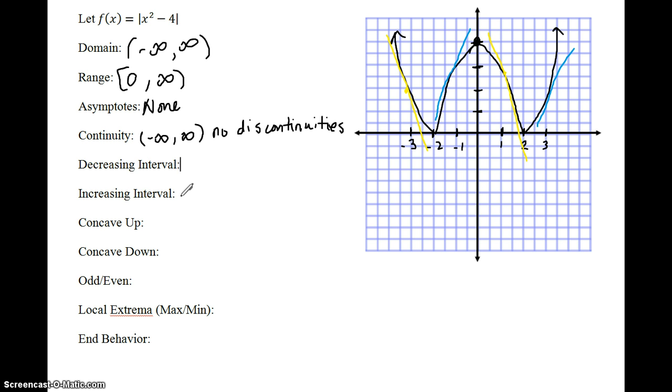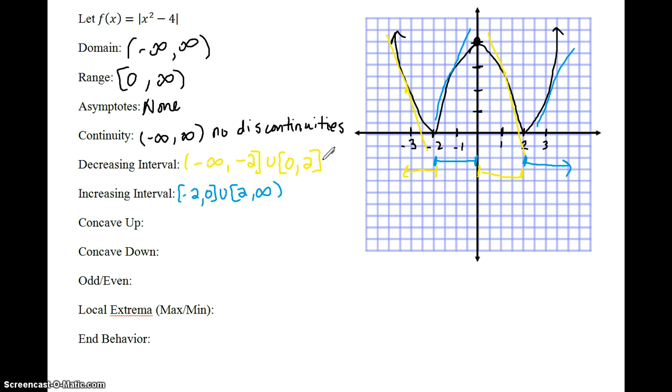So the increasing interval is going to be from negative 2 to 0. And we're looking at the x values, okay? Negative 2 to 0 and 2 all the way out to infinity. So 2 to infinity. And then the decreasing is going to be from negative 2 out to negative infinity, and from 0 to 2. So we're looking at the interval here. So negative infinity to negative 2, and 0 to 2.